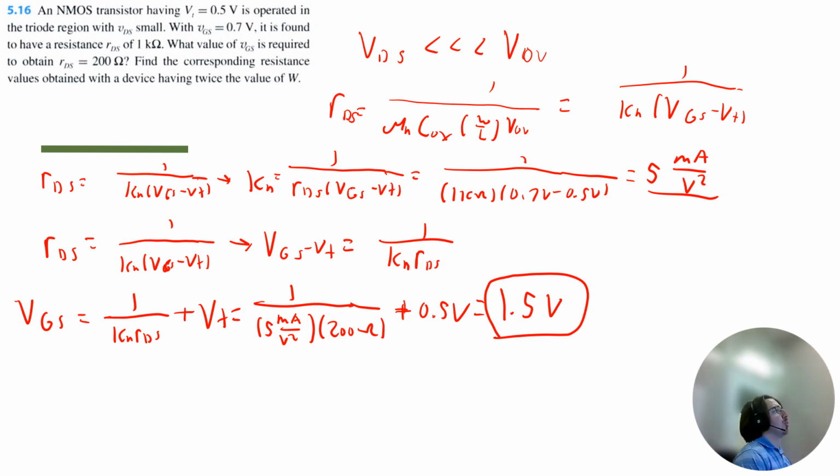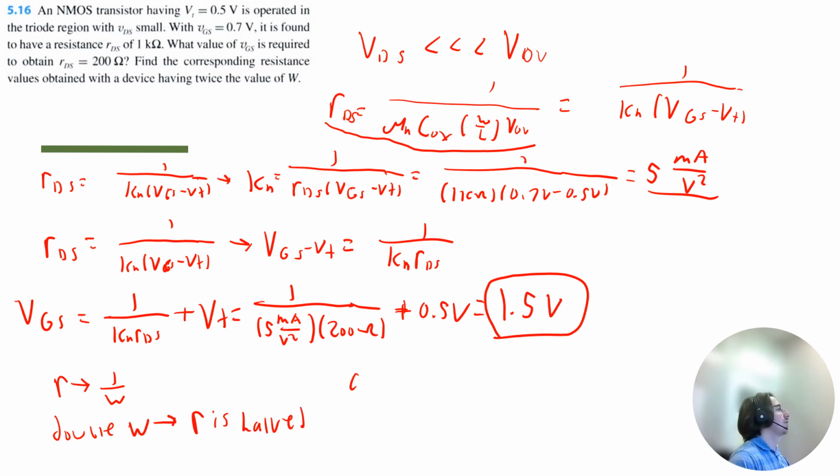Second question is to find the corresponding resistance values obtained when using a device having twice the width. So if you look at this first equation I wrote, how is the width proportional to resistance? Resistance is proportional to 1 divided by the width. So if I double the width, how does the resistance change? It's going to get halved. So R is halved.